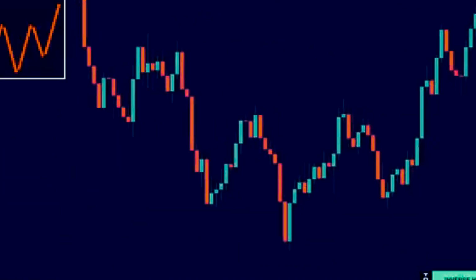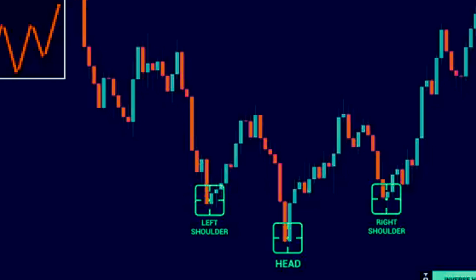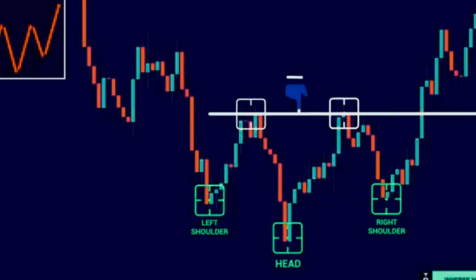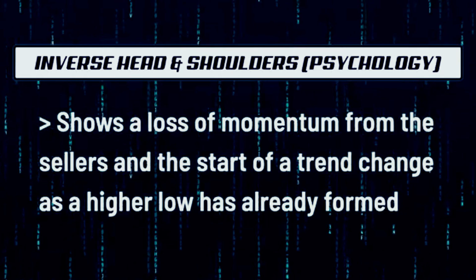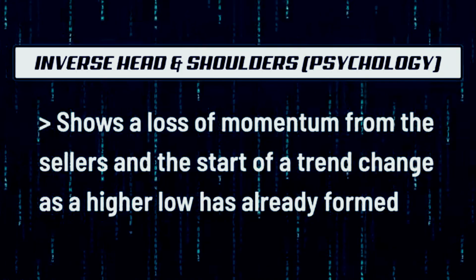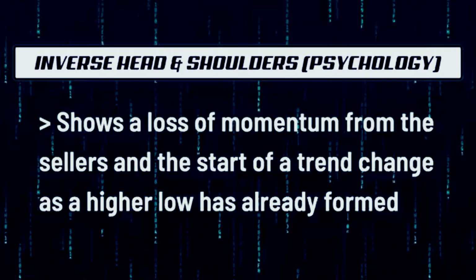The inverse head and shoulders pattern starts with your moving downtrend. Left shoulder, the head at the swing low, and then the right shoulder at the higher low. The swing highs make a neckline or resistance level. So from a price action standpoint, it shows a loss of momentum from the sellers and the start of a trend change as a higher low has already formed.